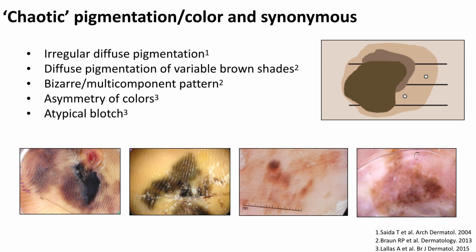The second presentation is the chaotic pigmentation, color, and its synonyms. Different terms that have been used to describe this: irregular diffuse pigmentation of variable brown shades, a bizarre multi-component pattern, asymmetry of colors, atypical blotch. The bottom line is that all of these lesions you can see on this slide have multiple colors and structures.